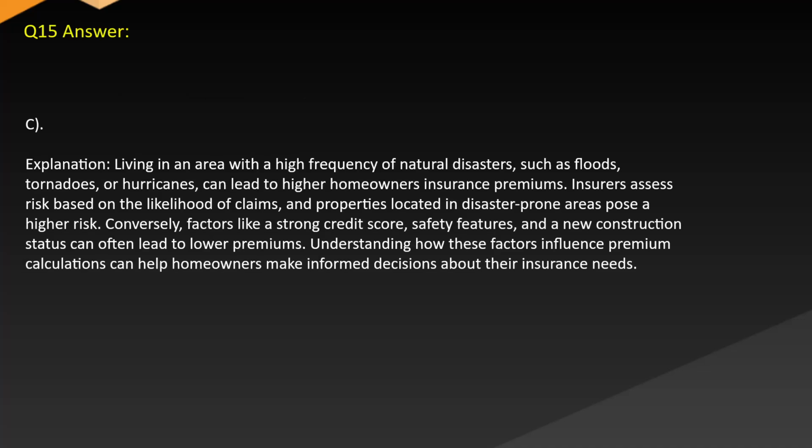Answer C. Explanation. Living in an area with a high frequency of natural disasters such as floods, tornadoes, or hurricanes can lead to higher homeowner's insurance premiums. Insurers assess risk based on the likelihood of claims, and properties located in disaster-prone areas pose a higher risk. Conversely, factors like a strong credit score, safety features, and a new construction status can often lead to lower premiums. Understanding how these factors influence premium calculations can help homeowners make informed decisions about their insurance needs.